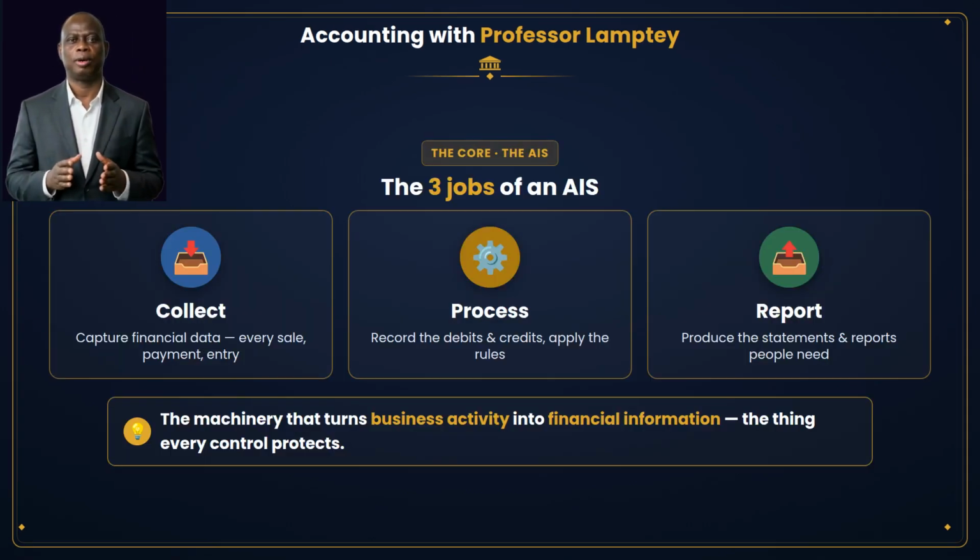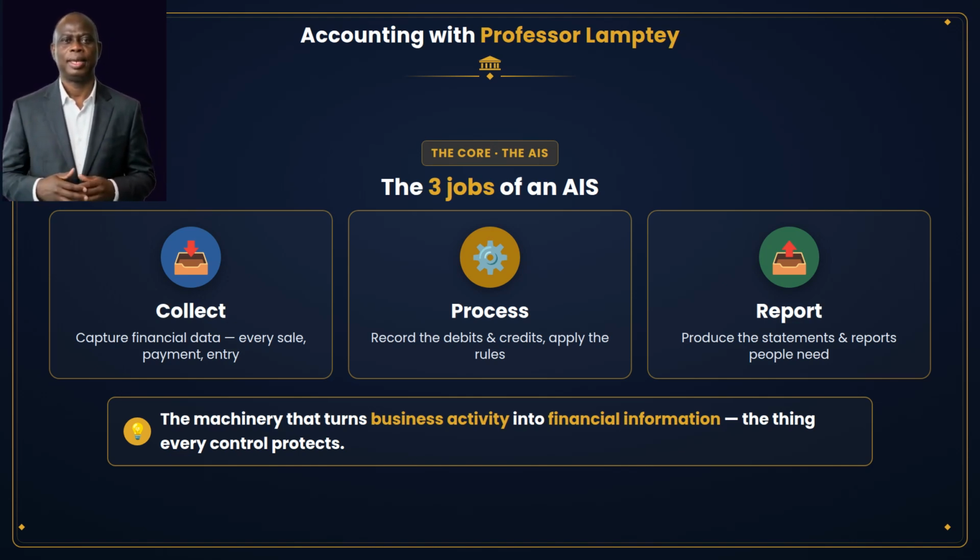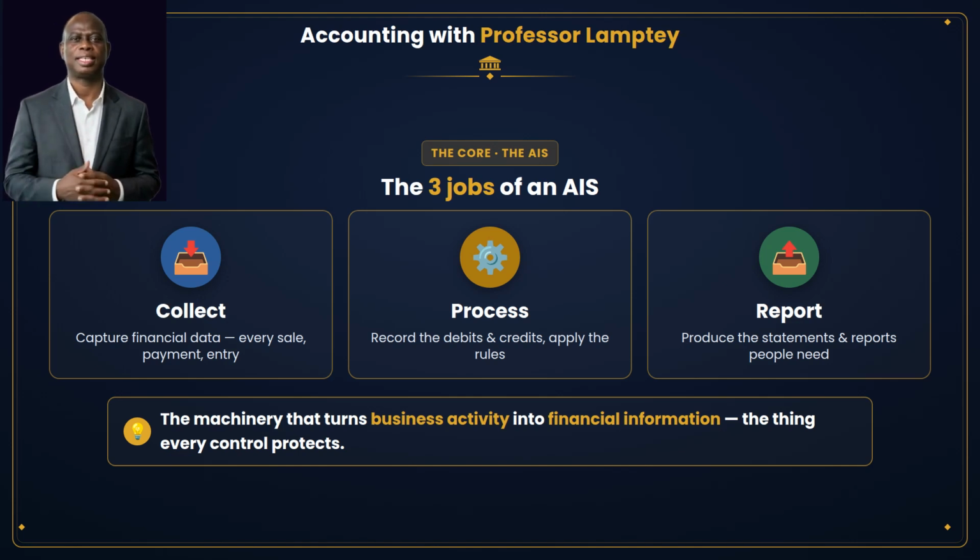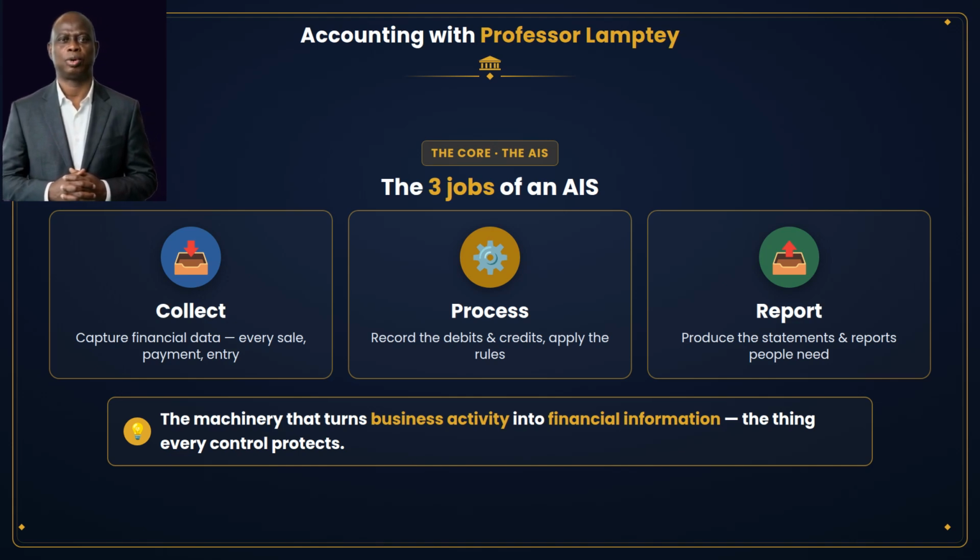Start at the core. Write this down. An accounting information system, or AIS, does three jobs. It collects financial data, processes it, and reports it to the people who need it. When our company makes a sale, the AIS captures it, records the debit and credit, and rolls it into the reports, the income statement, the balance sheet. It's the machinery that turns business activity into financial information. Every control we've studied this whole series exists to protect exactly this.